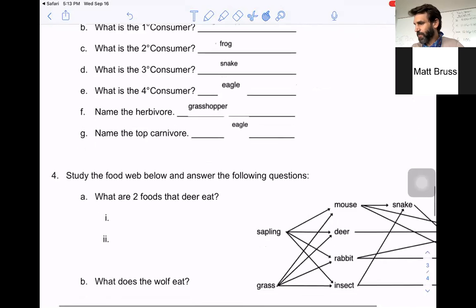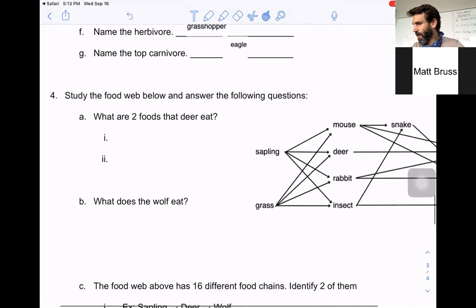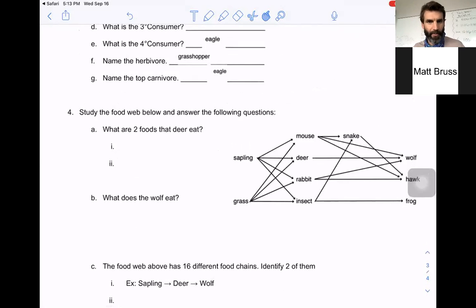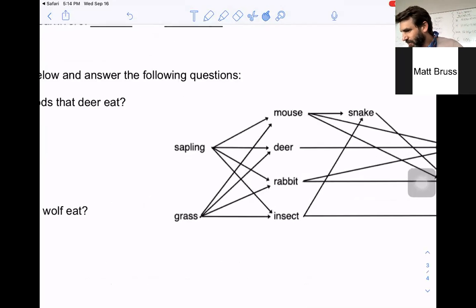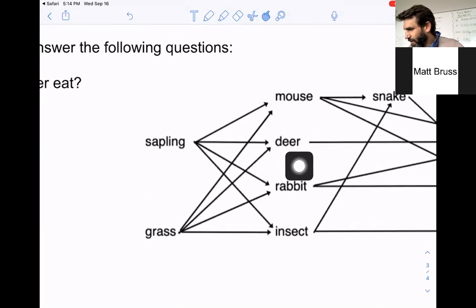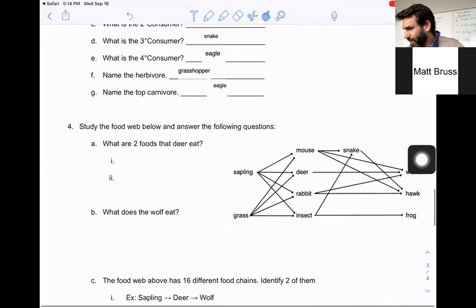And again, we didn't get a chance to do this in class. So here we are now with another food web that we're looking at. And again, it might look like a whole bunch of arrows to the untrained eye, but now that we're starting to understand how these things are put together, we can pull out some information from this. So what are two foods that deer eat? If I look at this a little closely and follow the arrow, it looks like deer eat grass. And I work backwards from the things that deer eat, and deer eat saplings. So grass and saplings are the things that deer eat.